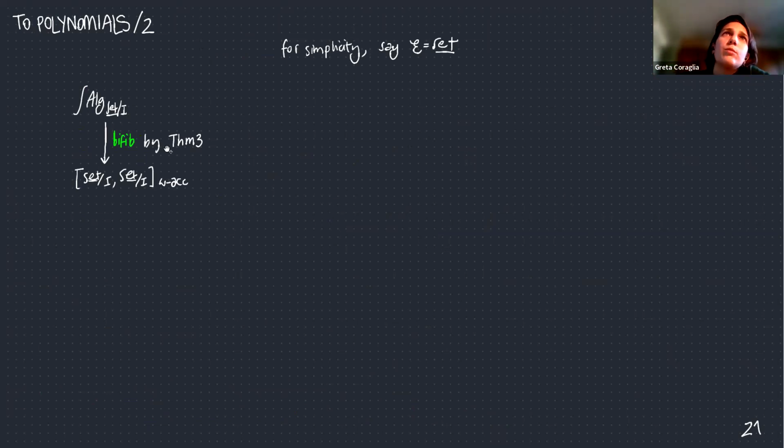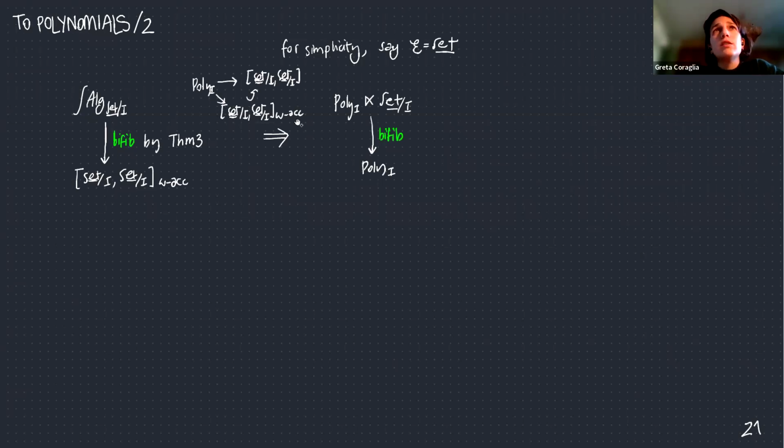By our theorem number 3, the fibration of algebras for omega-accessible endofunctors from Set^I to Set^I is a bifibration. This we have from our theory. In particular, polynomials are omega-accessible, so we can pull back and get the fibration of algebras that we've been studying. Here you have pairs of a polynomial and an algebra for the endofunctor induced by the polynomial, and we can conclude it's a bifibration.